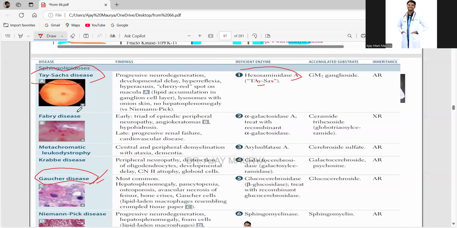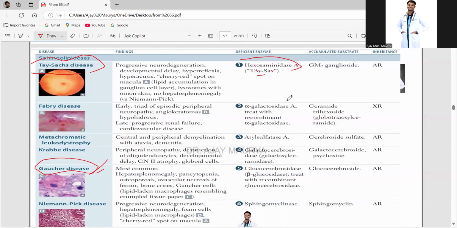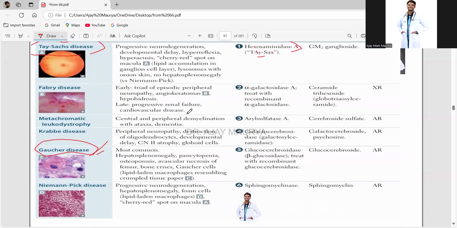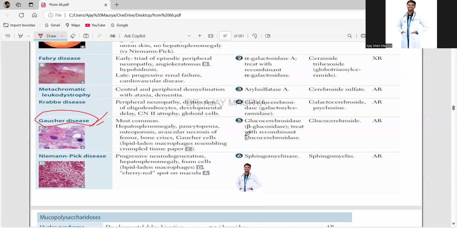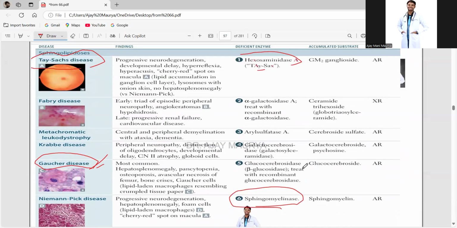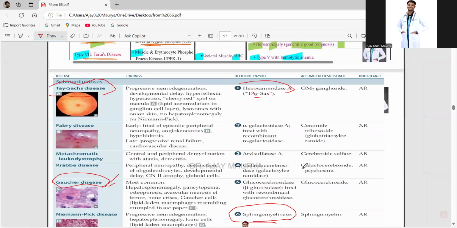Okay, now Fabry disease. Here the enzyme is what? Alpha-galactosidase. Just remember this. Then Niemann-Pick disease. What accumulates there? Sphingomyelin. Okay? Just remember this.